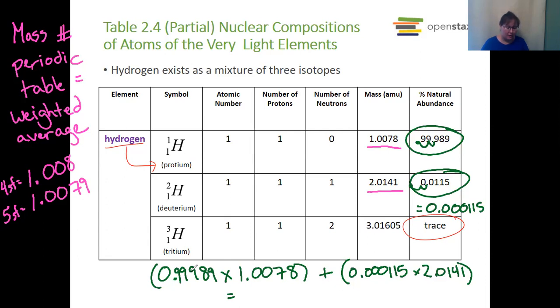0.99989 times 1.0078. Ah, now I have a different number. Plus 0.000115 times 2.0141. There we go. Now what I get here is 1.007920764. Okay, I can actually only have 3 significant figures. See this? This one only has 3 significant figures. Okay, so then you would have 1.01, but you can see then where this matches.